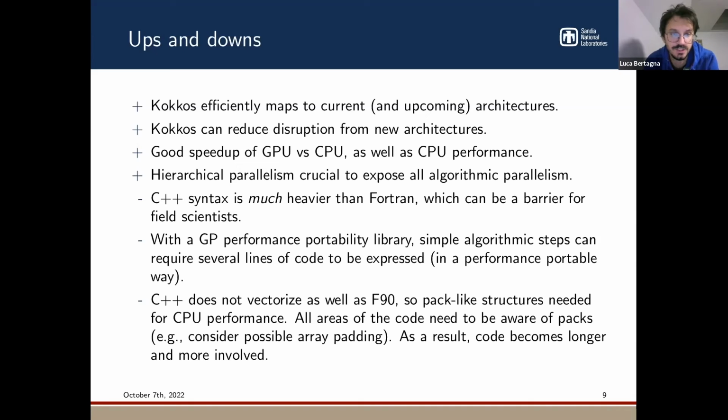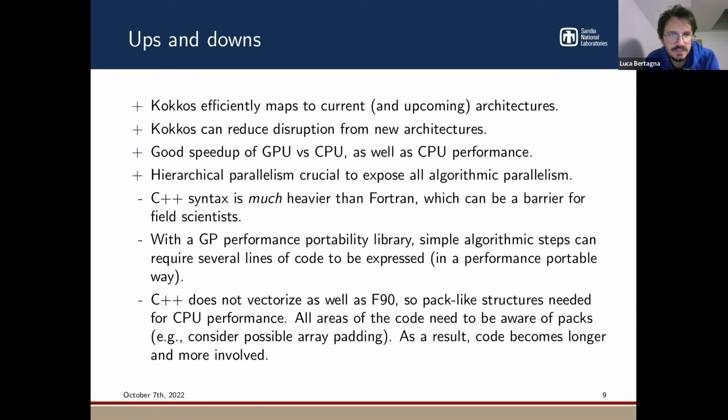The speed up we get on GPU compared to CPUs is good, and we also get a good CPU performance. We're on par with the original implementation, so we're not giving up any performance on CPU. Even though the largest supercomputers will likely be GPUs going forward, we still want to get good performance on CPU because we might run smaller problems, maybe ensembles on conventional CPU machines. So that's why it's still important to get CPU performance.